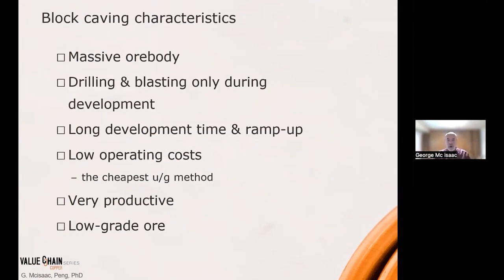It does require a long time to develop these deposits, and the time to ramp up to full production may also take years. So there's a lot of capital involved up front, and the revenues come in only later. By far, it is the cheapest underground mining method. It has low operating costs, and you can understand, we let nature do the breaking for us. It can be very productive, hundreds of thousands of tons per day, and it's quite amenable to low-grade ore.